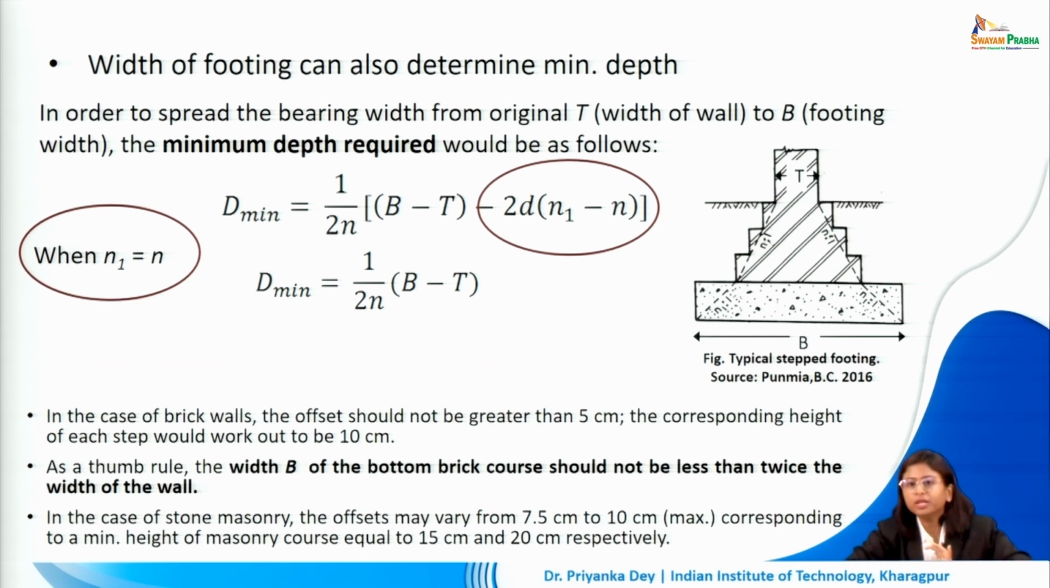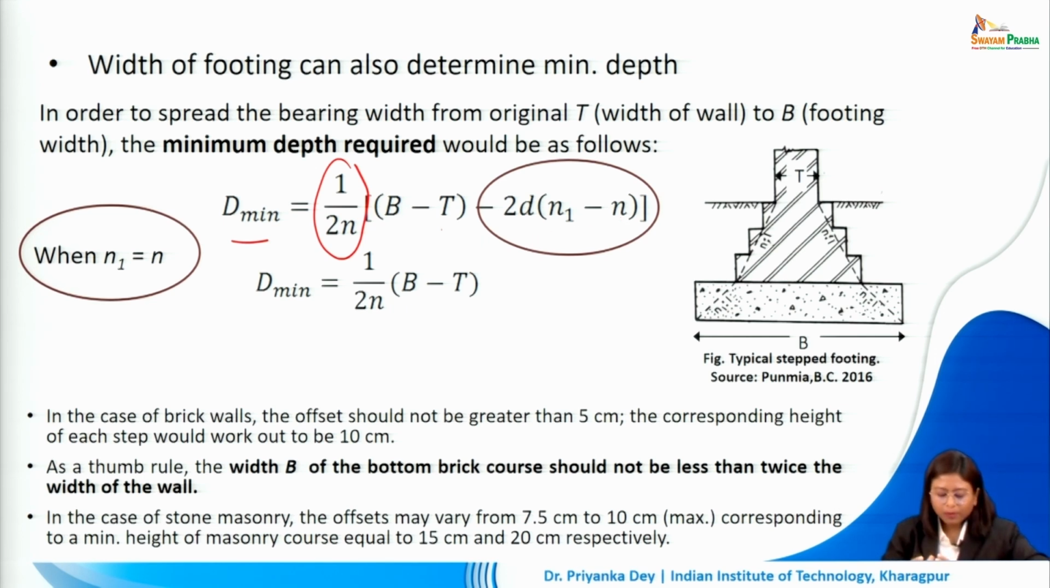The check formula is to check that the depth calculated by Rankine's formula is correct, that is, the safe depth, because we don't want to create a footing which is a little shallower than necessary. We have to reach the right amount of depth to be able to transfer the requisite load coming in from our superstructure to ensure the safety of our building. So in order to check that, the minimum depth can also be calculated from another angle and then checked with Rankine's formula. The formula in this case is d minimum equal to half by 2n, b minus t, minus another component 2d, n1 minus 1.